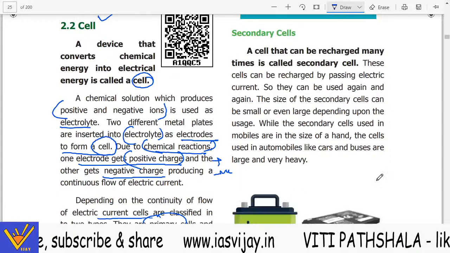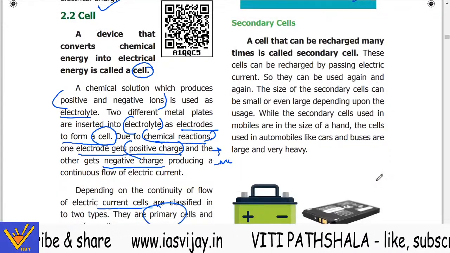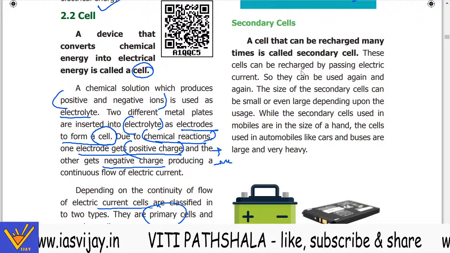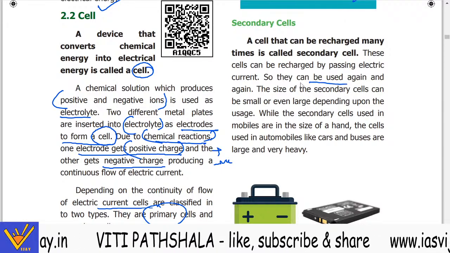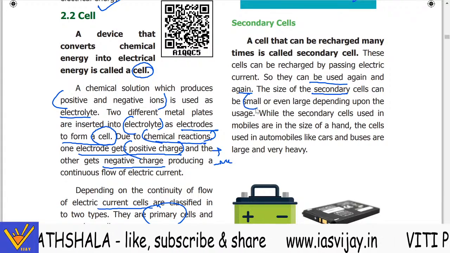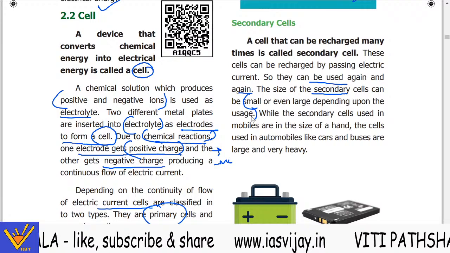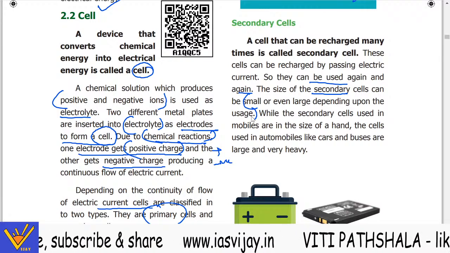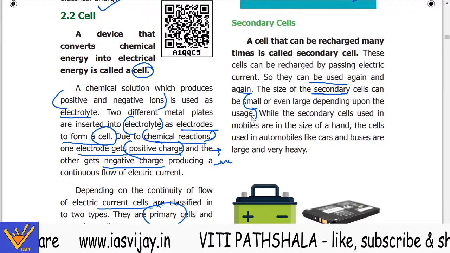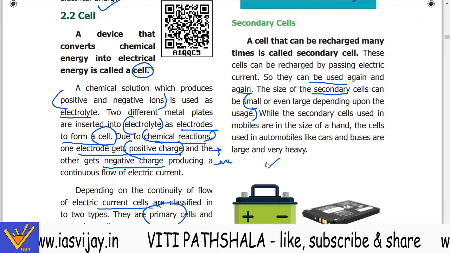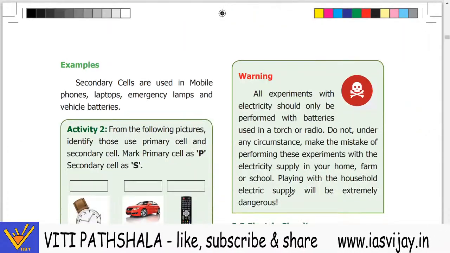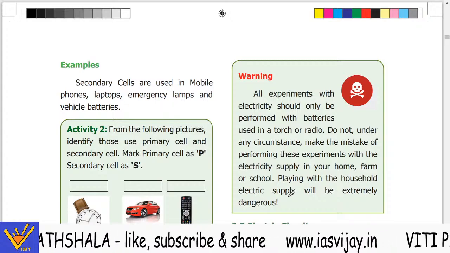Now next comes your secondary cell. A cell that can be recharged many times is called a secondary cell. These cells can be recharged by passing the electric current, so they can be used again and again. The size of these secondary cells can be small or even large depending upon the usage. While the secondary cells used in mobiles are the size of a hand, the cells used in automobiles like cars and buses are large and very heavy. Examples: secondary cells are used in mobile phones, laptops, emergency lamps and vehicle batteries.